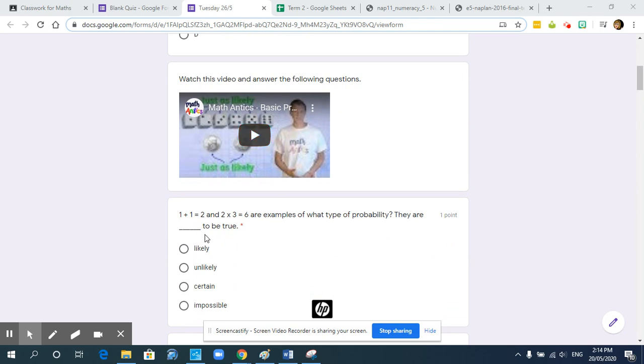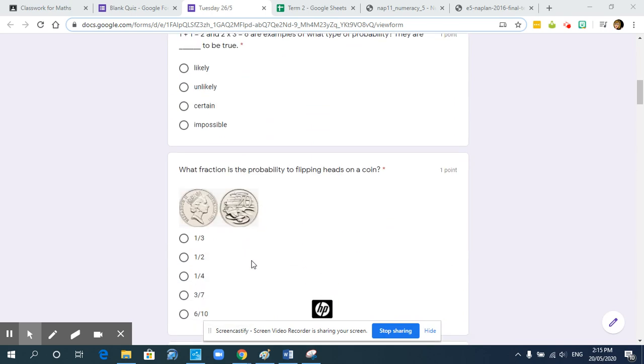If you've watched the video, the questions will be very simple and you should get close to 100% or certain of all the answers correct. 1 + 1 = 2 and 2 + 3 = 6 are examples of what type of probability? If you've watched the video, simple. They are what to be true. They are likely to be true, unlikely to be true, certain to be true, impossible to be true. Multiple choice, choose the correct answer.